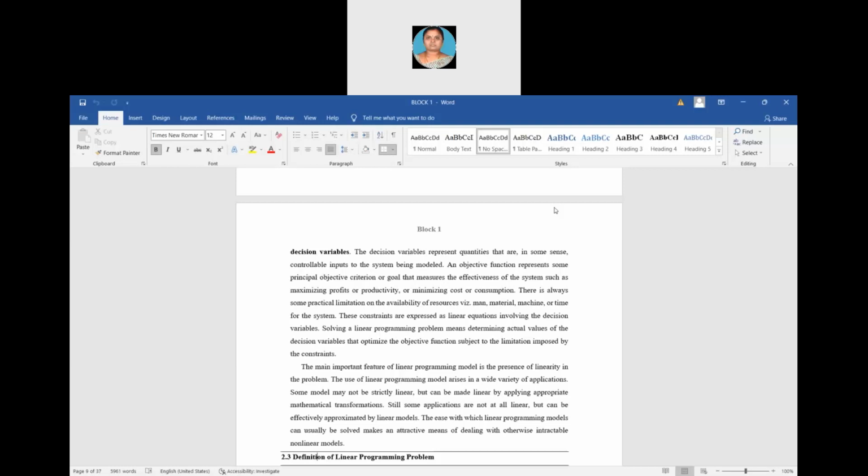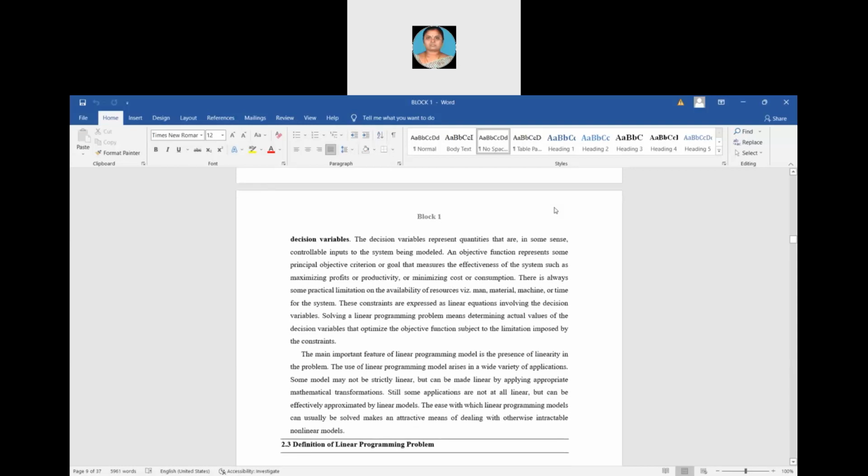Constraints means conditions. The main important feature of a linear programming model is the presence of linearity in the problem, so the power must be all the time one. The use of linear programming models arises in a wide variety of applications. Some models may not be strictly linear.